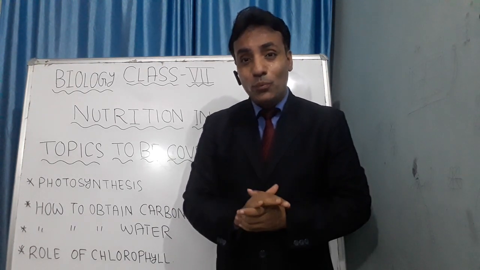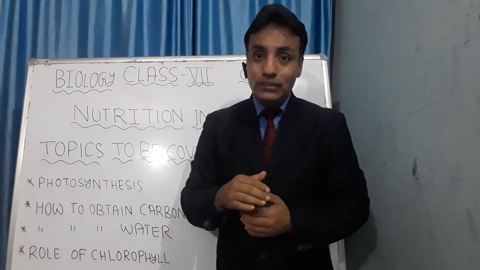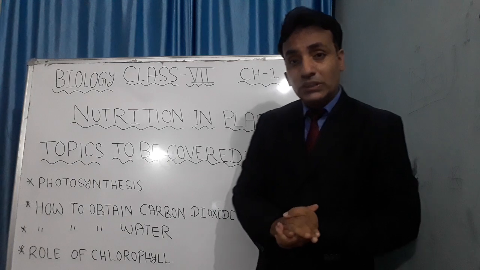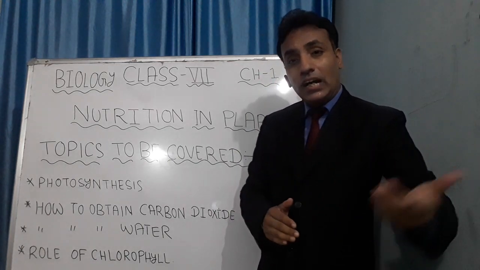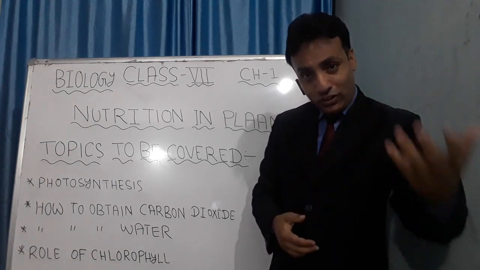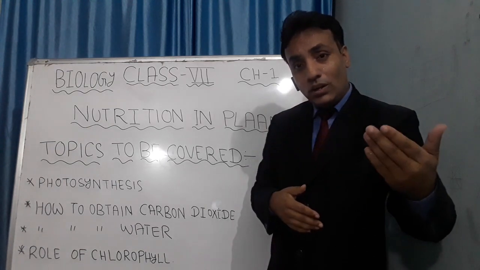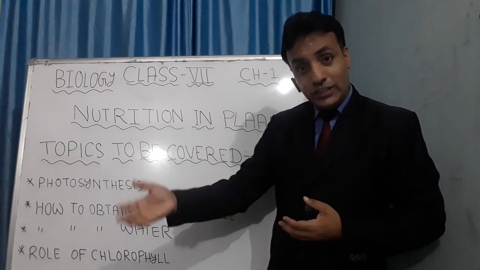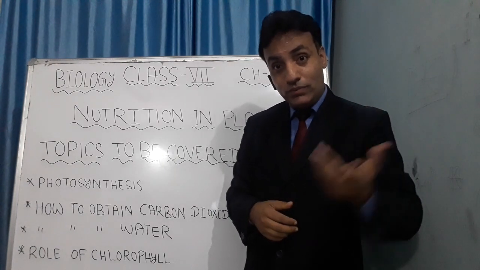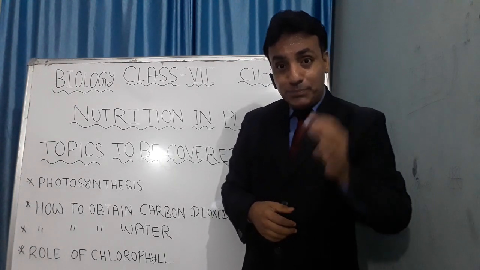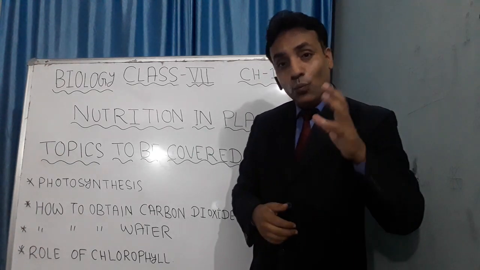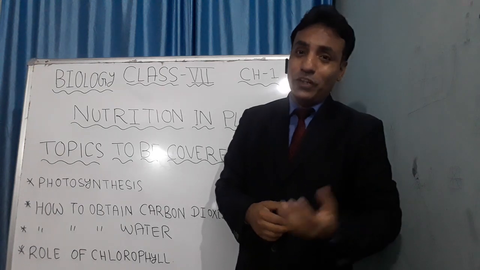And the last point, that is the role of, next time I'll tell you. So this way I have taught you about this. What is photosynthesis? How to obtain carbon dioxide from the air? What is the guard cell? What is the work of the guard cell? How is water obtained into the leaves? How is it transported to the leaves? Which vessel is known as the xylem vessel? What is the work of the xylem vessel? What is transpiration? What is the definition of transpiration? And what is chlorophyll? And what is the work of chlorophyll?